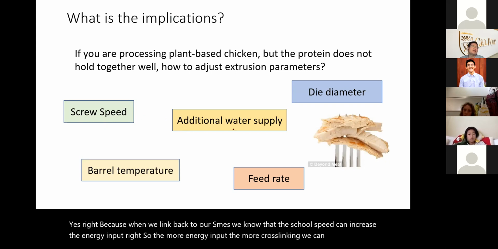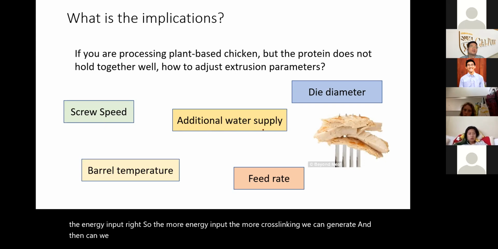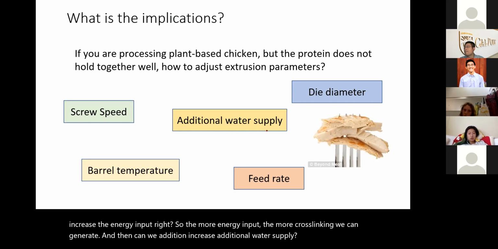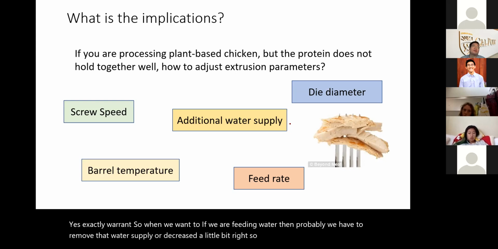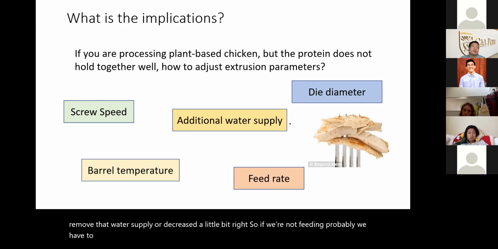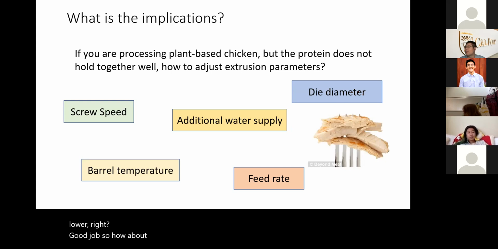And then, can we increase additional water supply? Wouldn't we want to decrease the additional water supply? Yes, exactly, Warren. If we are feeding water, then probably we have to remove that water supply or decrease it a little bit, right? If we are not feeding water, probably we have to dry our feeding material a little bit more so that the initial moisture content can be lower, right? Good job. So how about die diameter?